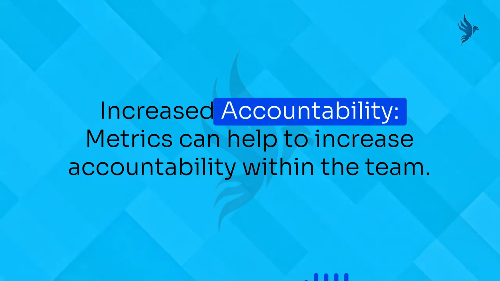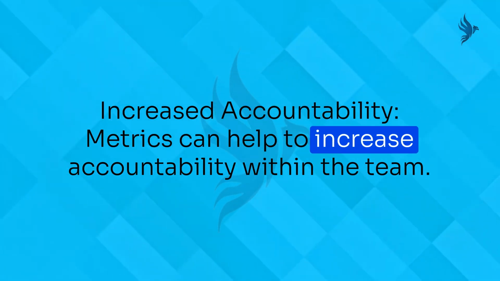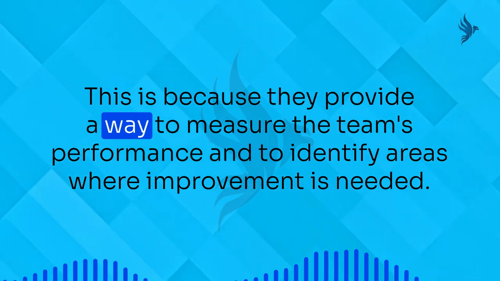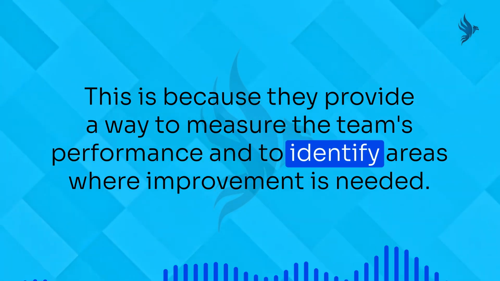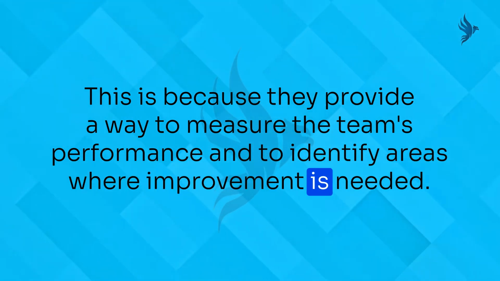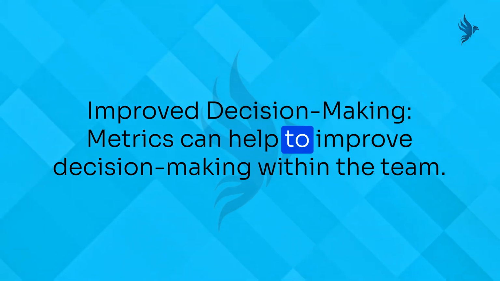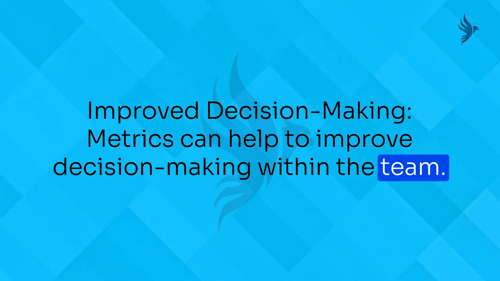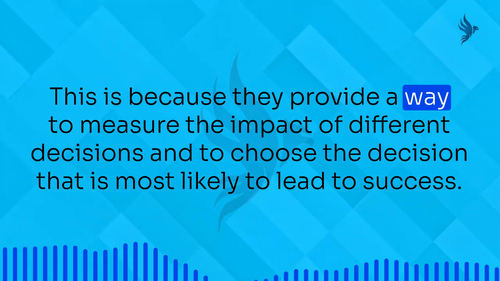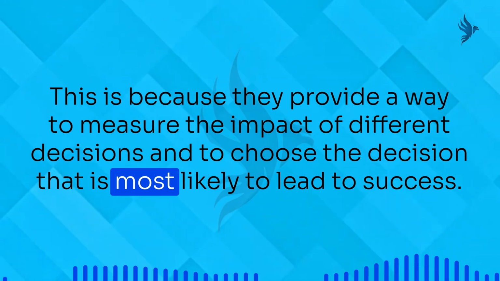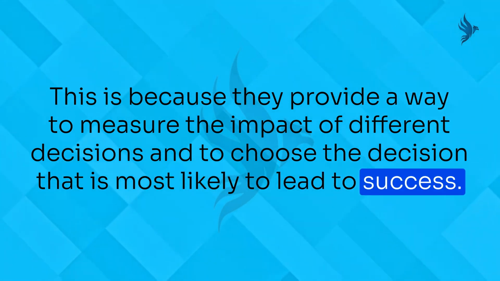5. Increased accountability. Metrics can help to increase accountability within the team. This is because they provide a way to measure the team's performance and to identify areas where improvement is needed. 6. Improved decision making. Metrics can help to improve decision making within the team. This is because they provide a way to measure the impact of different decisions and to choose the decision that is most likely to lead to success.